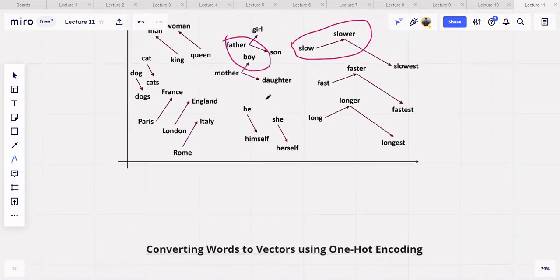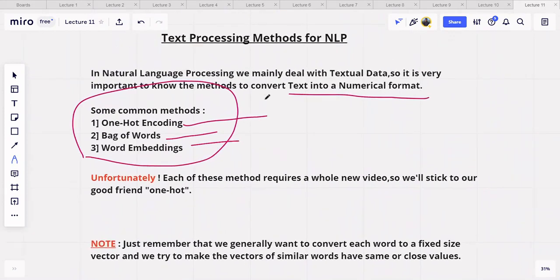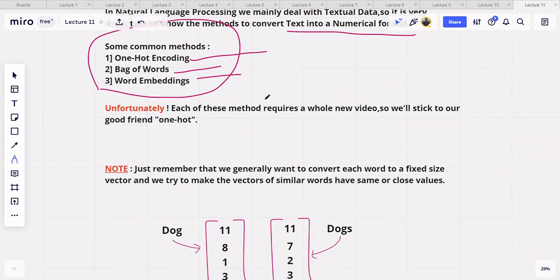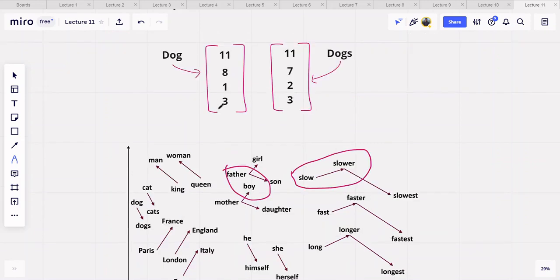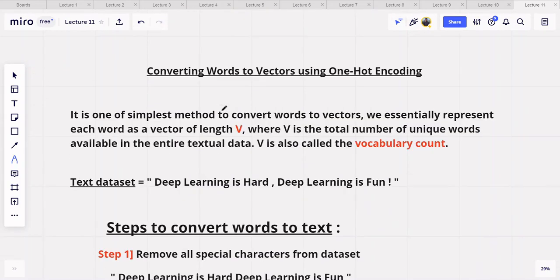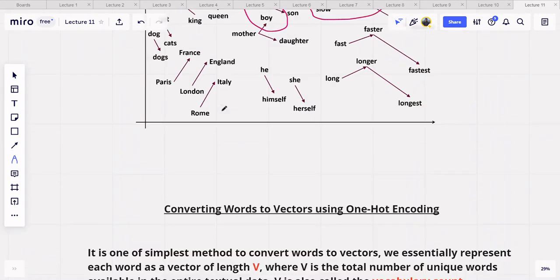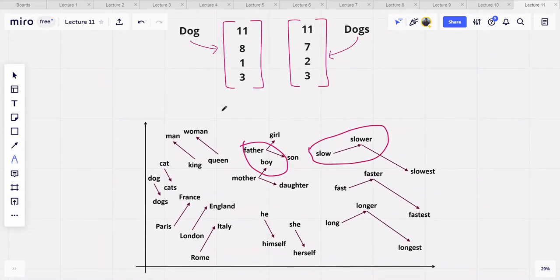But in this video we won't discuss methods that do this. We'll discuss one hot encoding. One hot encoding is very easy, but one disadvantage of using it is that we cannot have words with similar meanings have similar vector values. But usually our goal is basically this.